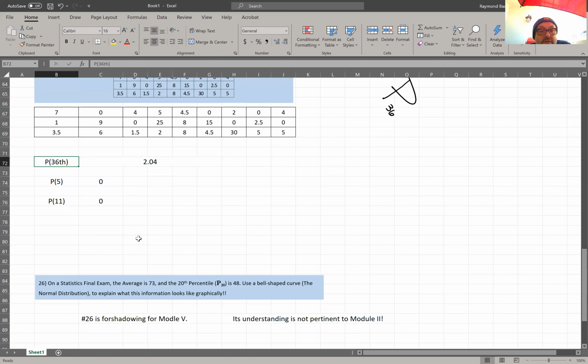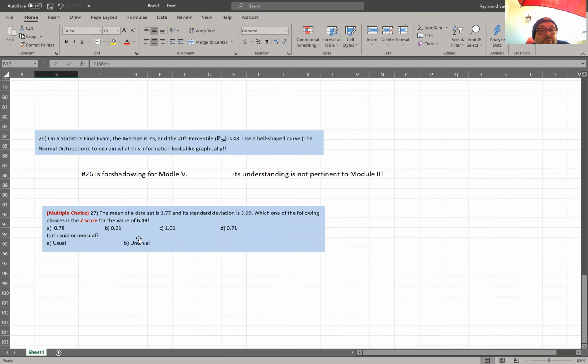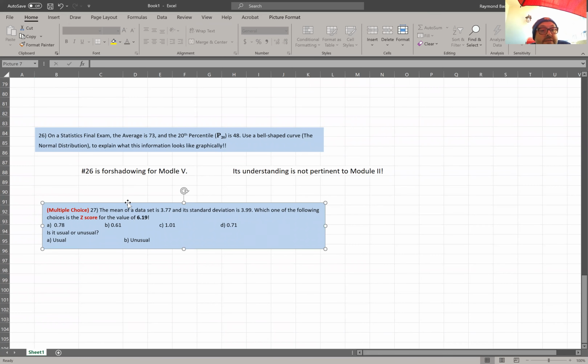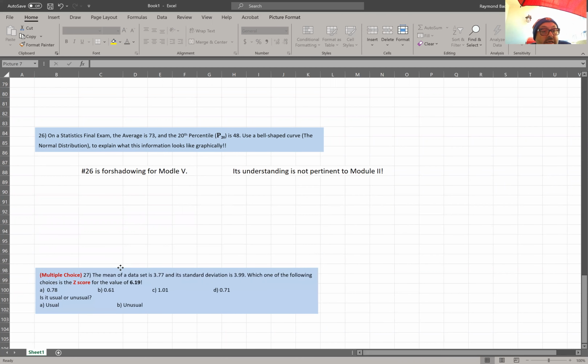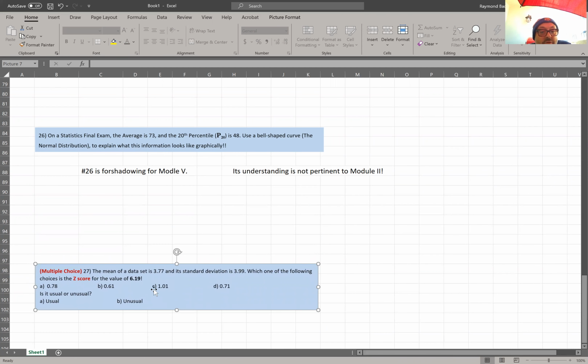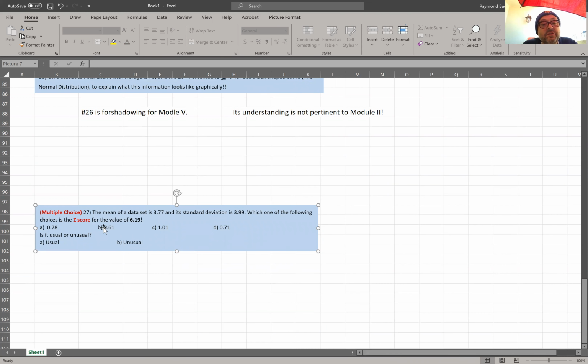All right, let's move on to number 26. Now, number 27, just so you know, guys, there was a typo on C, so I fixed it. I'll calculate it. It pretty much asks you to find a z-score. The mean is 3.77. The standard deviation is 3.99. And it says which one of these is a proper z-score for a value of 6.19.